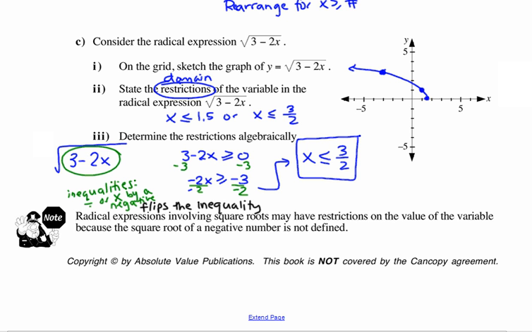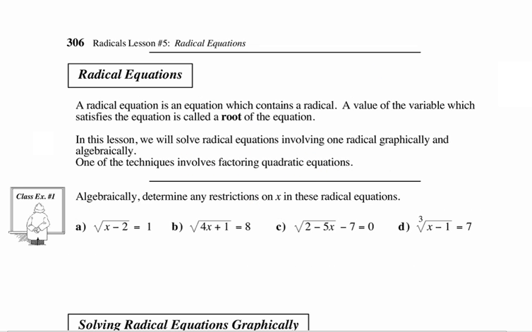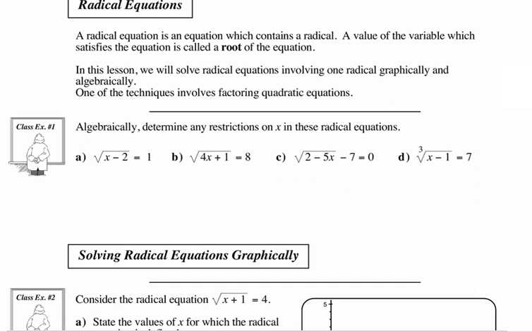So radical expressions involving square roots may have restrictions on the value of the variable because the square root of a negative number is not defined. A radical equation is an equation which contains a radical. A value of the variable which satisfies the equation is called a root. In this lesson, we will solve radical equations involving one radical graphically and algebraically. Today we're going to look at graphically solving it.